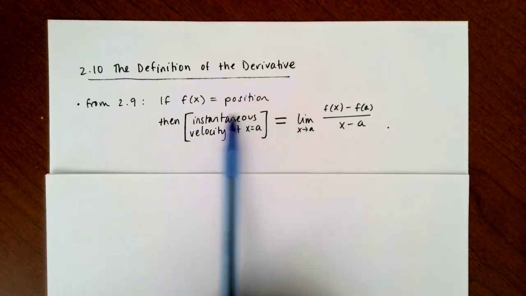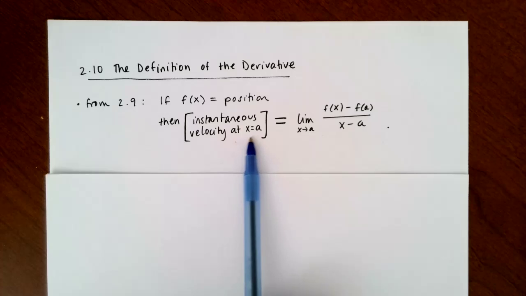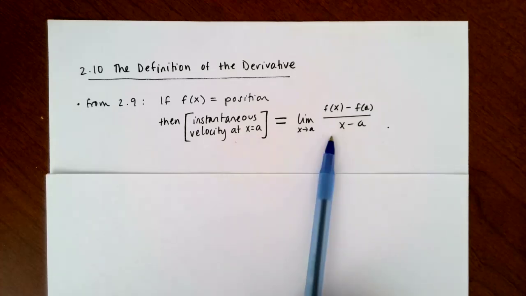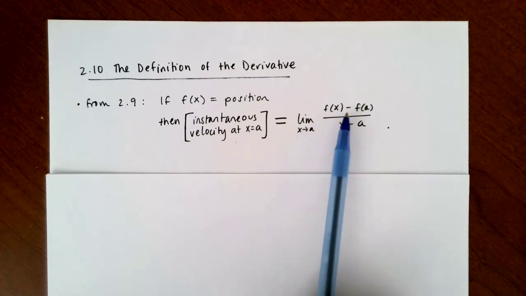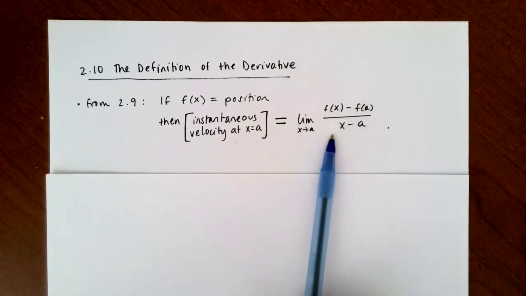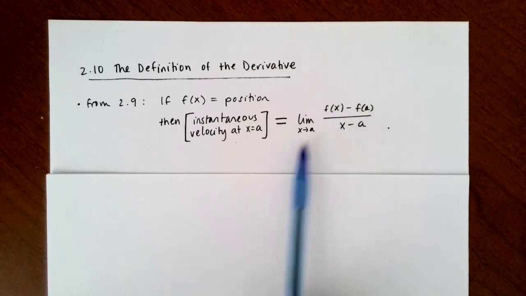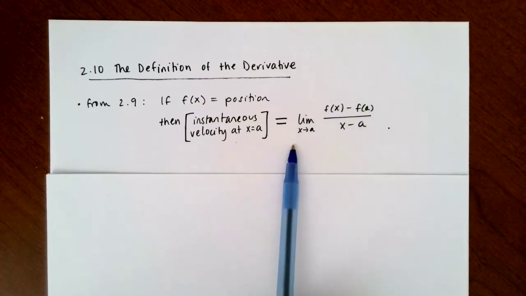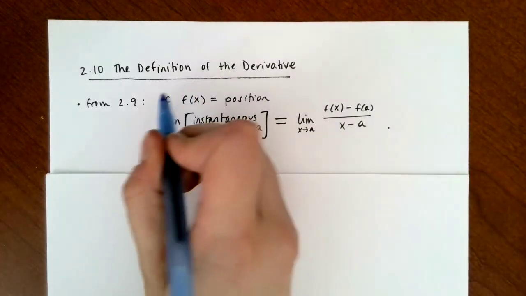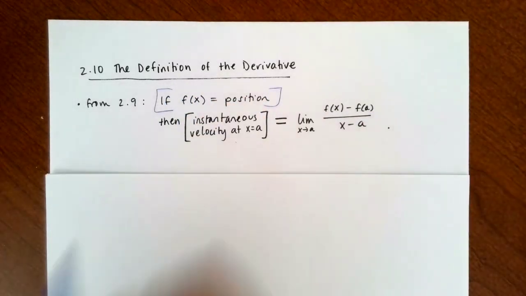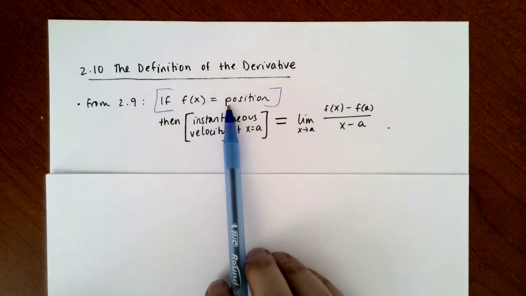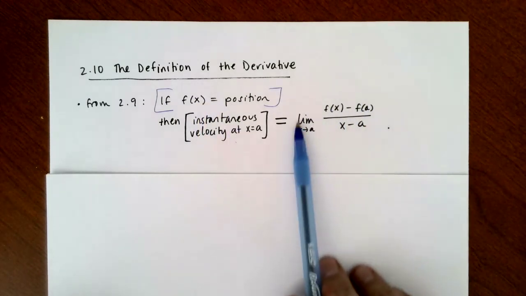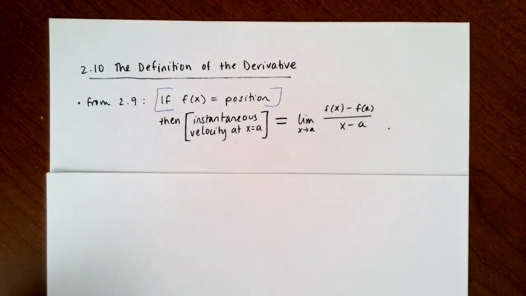And in that case, the definition we had for instantaneous velocity at some x value was this right here. So it was the limit as x approaches whatever number a is, and then we have the slope formula between x, f of x and a, f of a. All right, so in this section, we're going to take away this requirement right here. So if f of x is just a regular function without context and doesn't represent position, we're going to use this definition and just interpret it in a slightly different way.